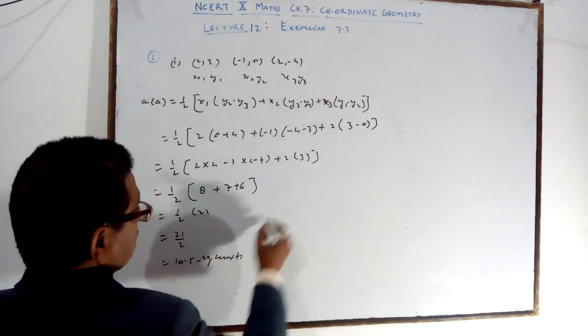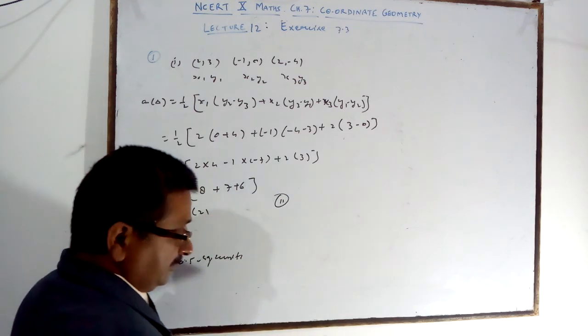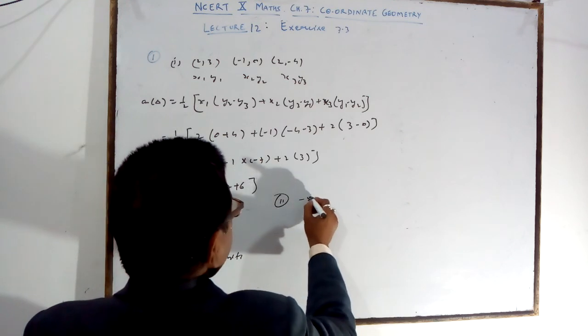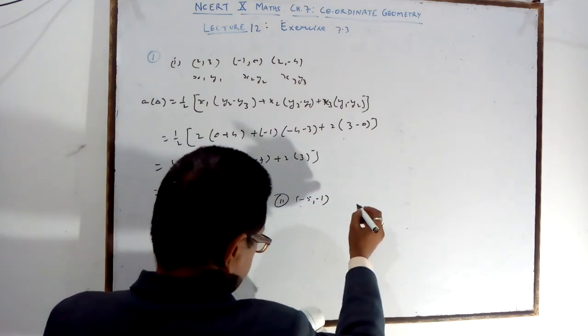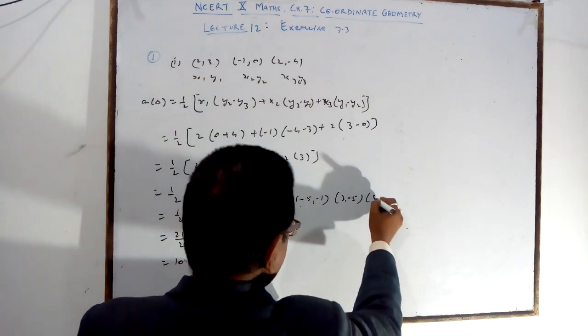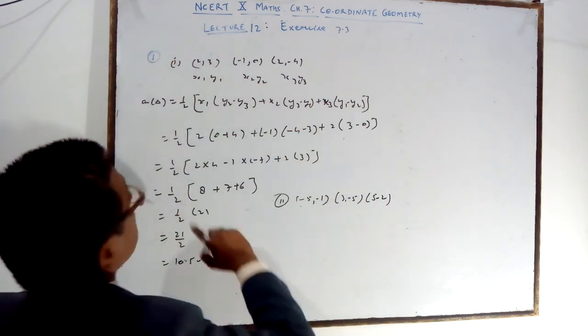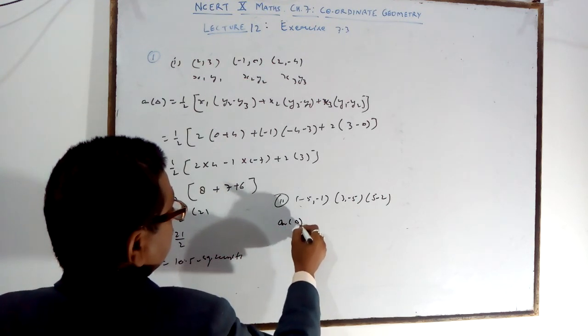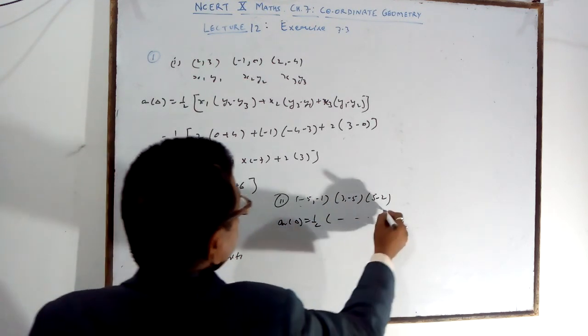The second part I hope you can do. The second part is very simple. What is given in the second part? All the values are given: (-5, -1), (3, -5) and (5, 2). You can put the values here, and like this you can get the area of the triangle by this formula.